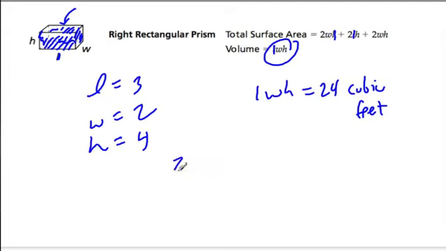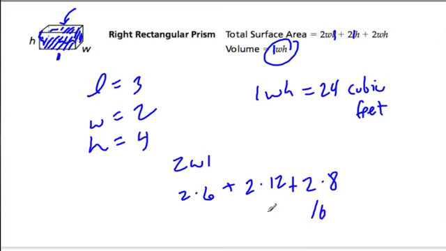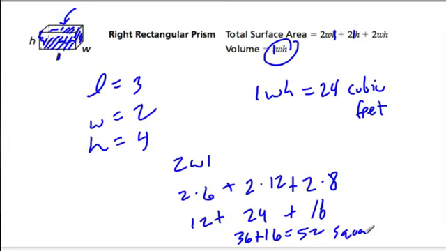So with 2WL, WL is W times L, which means 2 times 6, because it's 2 times 3, plus 2 times length times height. Length times height is 12, plus 2 times width times height. Width is 2, height's 4, so it's 8. So now you have 12 plus 24 plus 16. Add them all up. Well, 24 plus 12 is 36. Plus 16 is 52 square feet, or whatever we're dealing with.